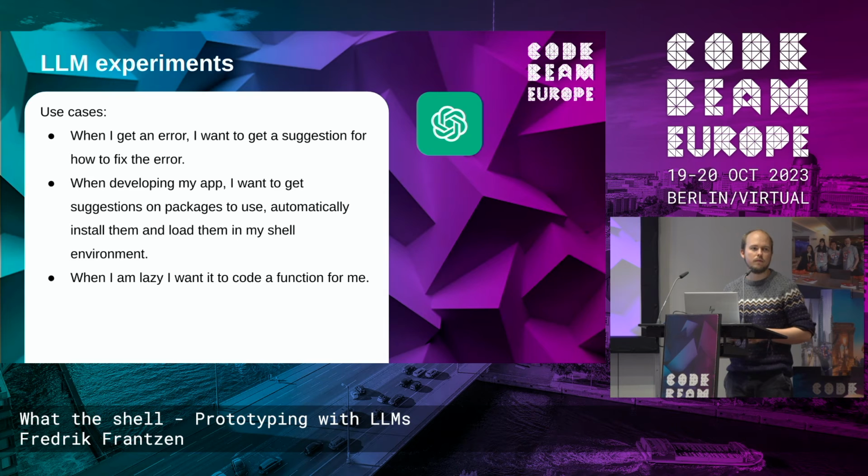All right, so I want to be able to get package suggestions. So maybe I need a JSON parser, or I need some web framework or something, and then ChatGPT could automatically install it for me in my rebar config and reload the shell environment. Or when I'm lazy, I want it to code a function for me in its entirety. So let's look at the second demo here.